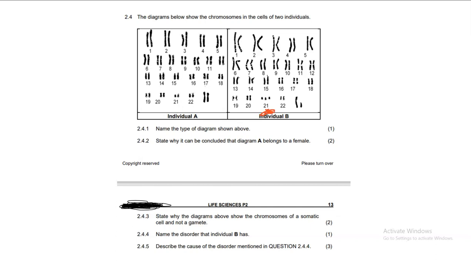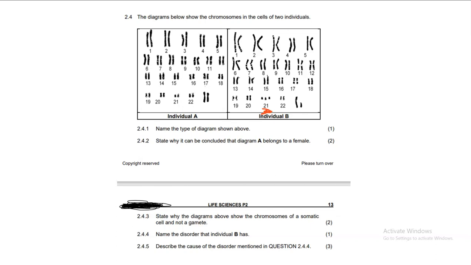So 21 has got 3 sets of chromosomes. We can see clearly that chromosome number 21 has got 3 sets of chromosomes. Therefore, we know that is trisomy 21. The disorder is Down syndrome. So they're asking us to describe the disorder in the previous question. We know it's Down syndrome.